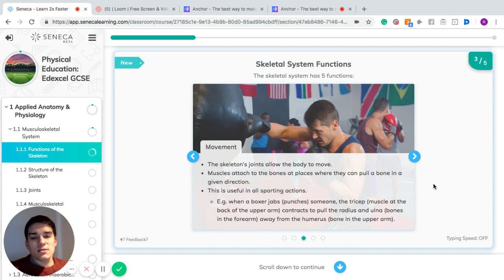Third function of the skeletal system is for movement. So the skeleton's joints allow the body to move. Muscles attach to bones at places where they can pull the bone in a given direction. So that's useful in all sporting activities, really.